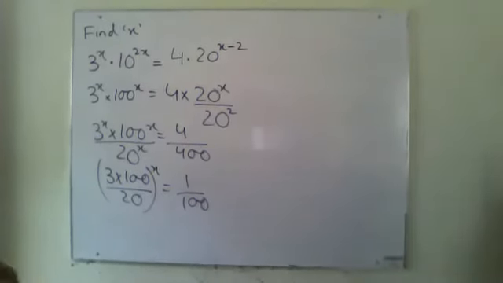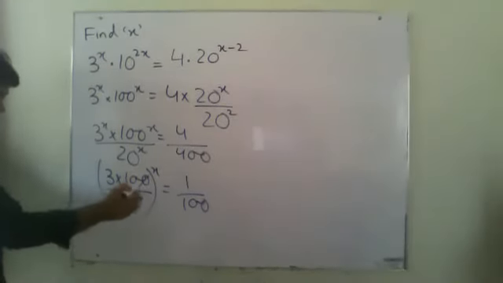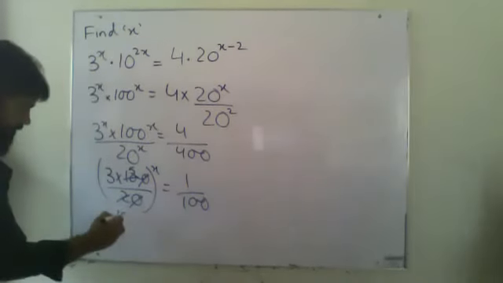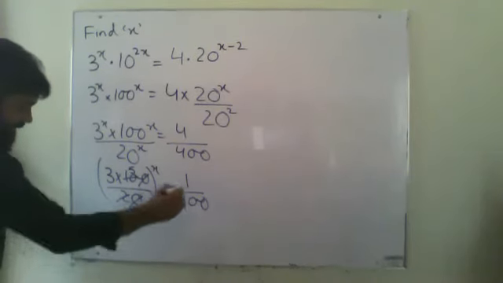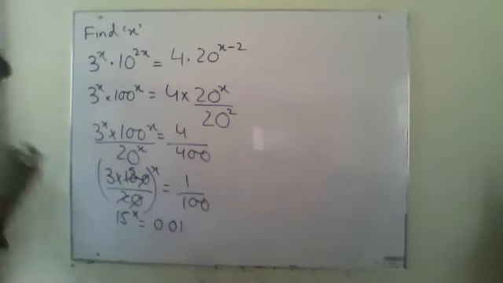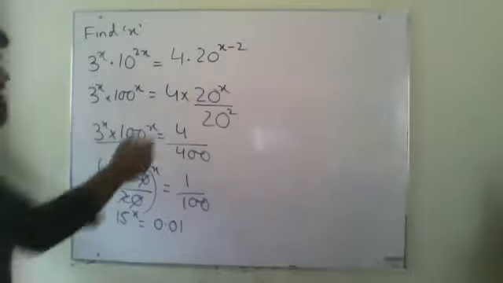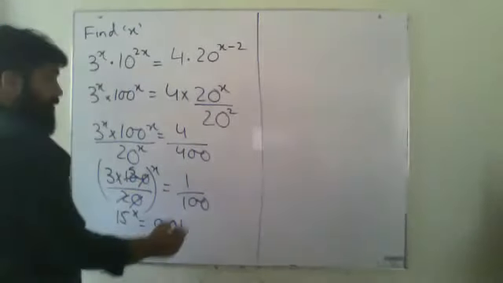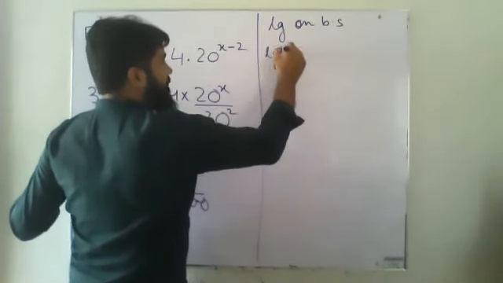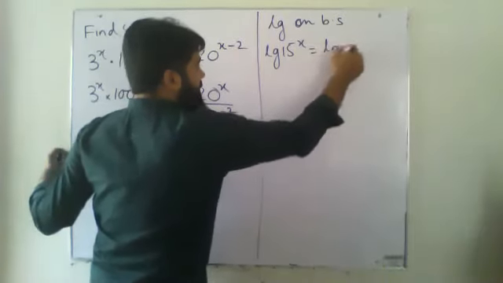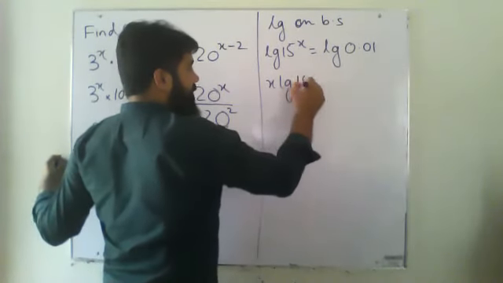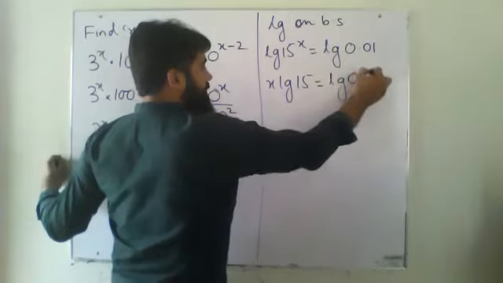Now, after this step, 0 and 0 will be cancelled. 2 ones are 2, 2 fives are 10, 3 fives are 15. 15^x equals 1 over 100, which will become 0.01. After this, you can apply log on both sides. No exponential is there, so log on both sides. log 15^x equals log 0.01. x log 15 equals log 0.01.